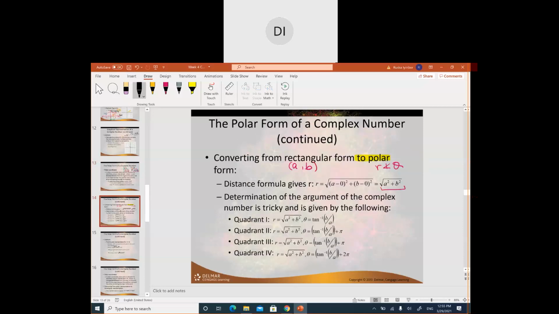If I want to find r, I'm going to do the square root of, here they're using the distance formula, so they just explain how we do that, but this is what you have to use. Square root of a squared plus b squared. And then these are the formulas to calculate the theta, the angle. Here this is kind of pre-calculus, and I'll show you how to do that.